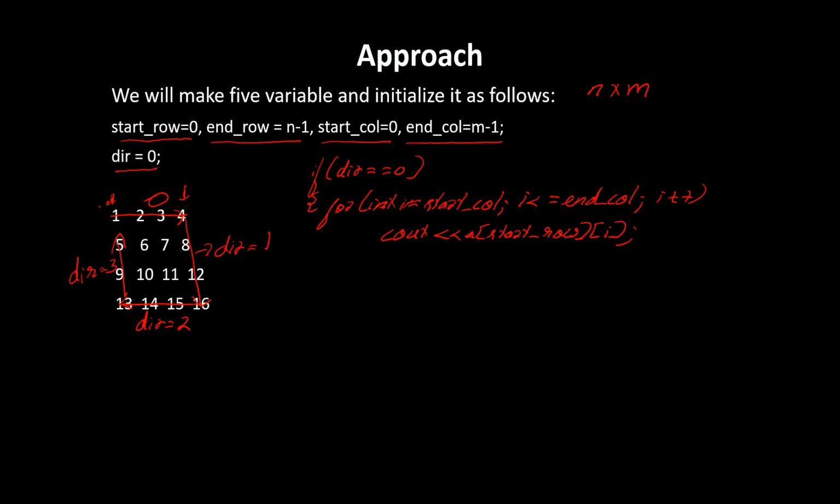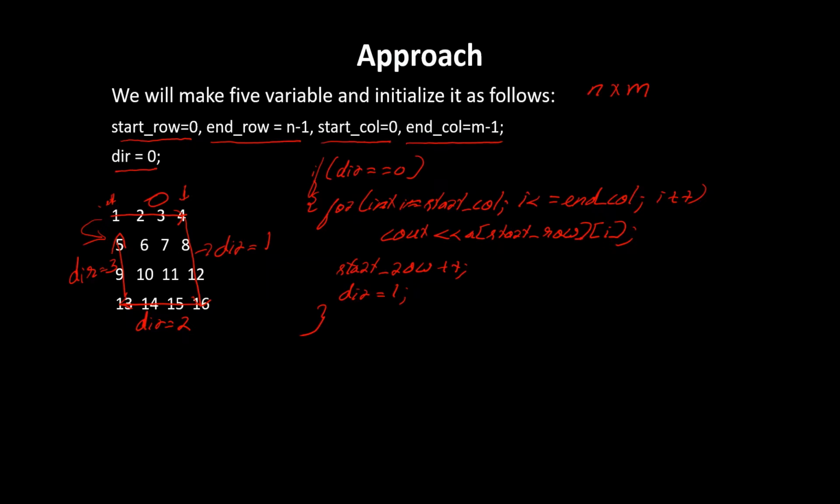So after completion of this row, we have to increase our start row. That means we have printed this row. Now the start row should point towards the next row. So we will do start row plus plus, and we will change our direction to 1. So this is the code for direction equal to 0.